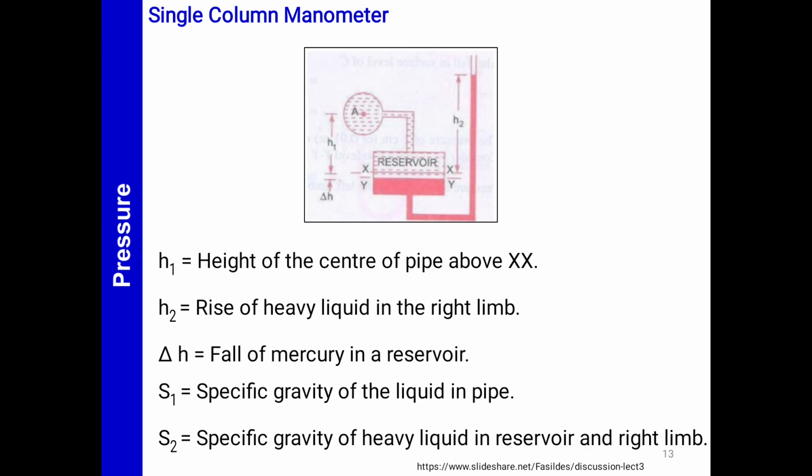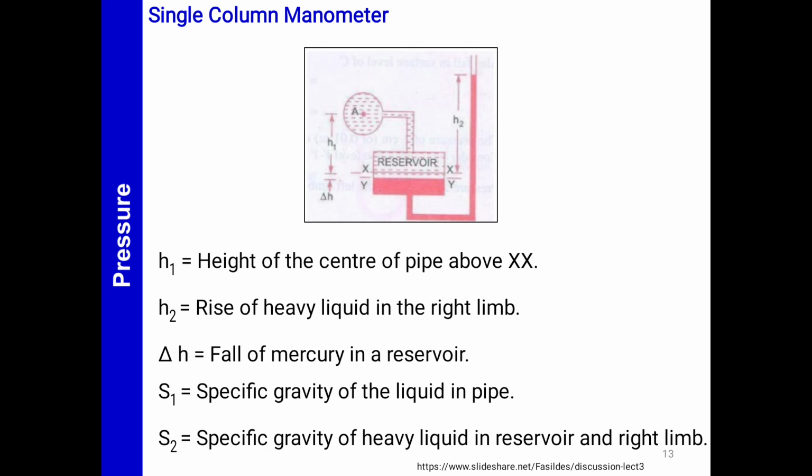The other limb may be vertical or inclined. Thus, there are two types of single column manometers. They are vertical single column manometer and inclined single column manometer. Here, the figure shows the vertical single column manometer.